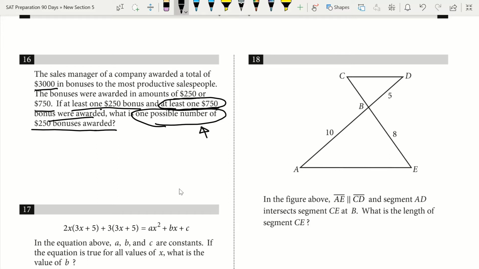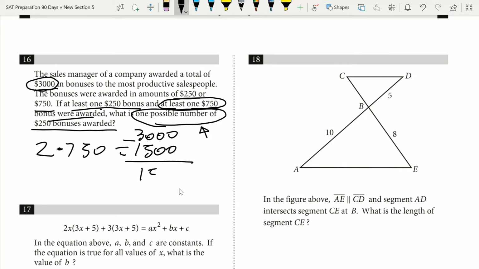The thing is, we have to have at least one $750 bonus, okay? In this case, I see that my total is going to be $3,000. So I'm just going to try and split this up half and half. I'll say I have two of those $750 bonuses. Two times 750 gives me 1,500, right? I have 3,000 total, so I do 3,000 minus 1,500. That's going to leave me with another 1,500. I divide that by that 250, because that's how many bonuses I have otherwise.